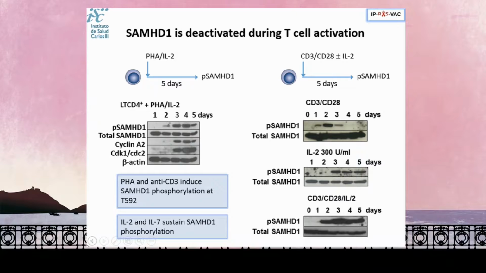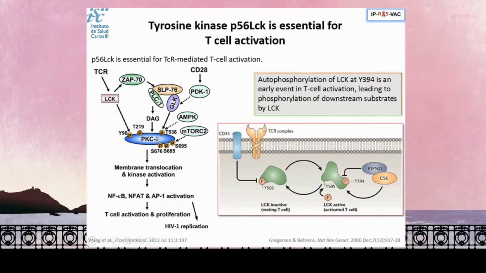What happens in the case of homeostatic cytokines like IL-2 is that they are able to produce a sustained phosphorylation of SAMHD1. Therefore, if we treat the cells with CD3, CD28, and IL-2, we produce a rapid phosphorylation of SAMHD1 that is sustained and maintained for a long time. This also happens in the case of IL-7 treatment.